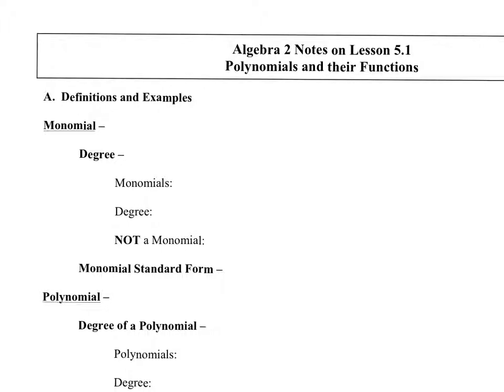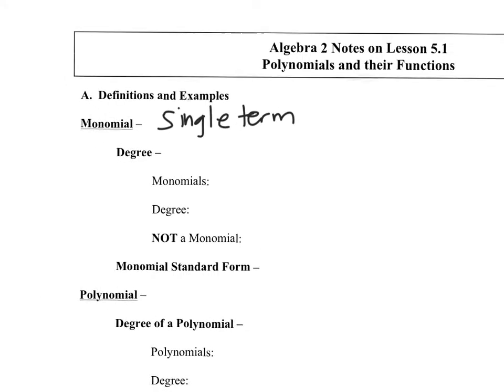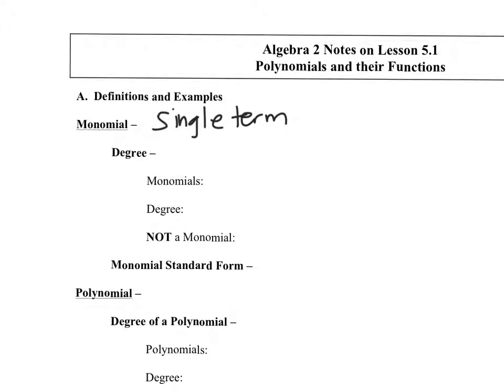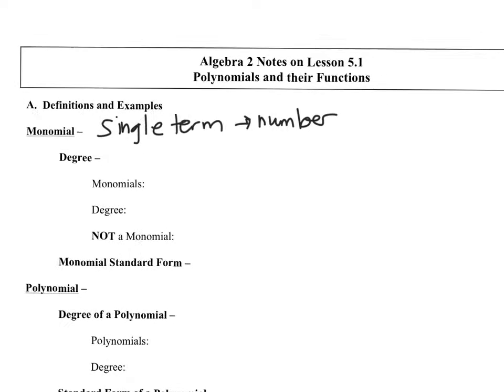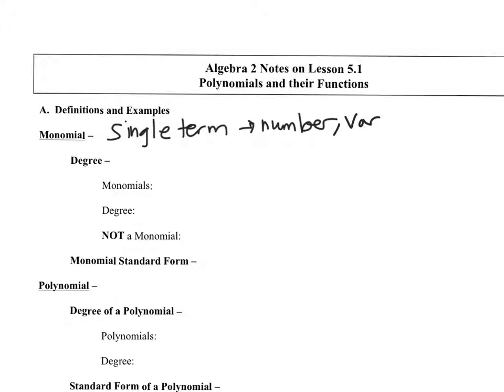All right, monomial, it means one. So for a monomial in math language, it's when you have a single term. Single term, okay? Now this single term can be one of three things. It can either be a number, okay? Or a monomial can be a variable, or it can also be the product of a variable and a number.